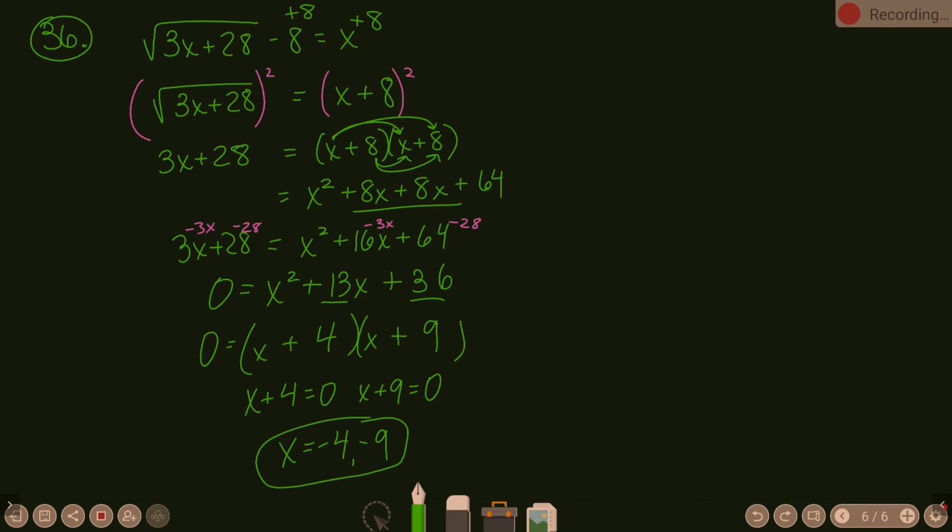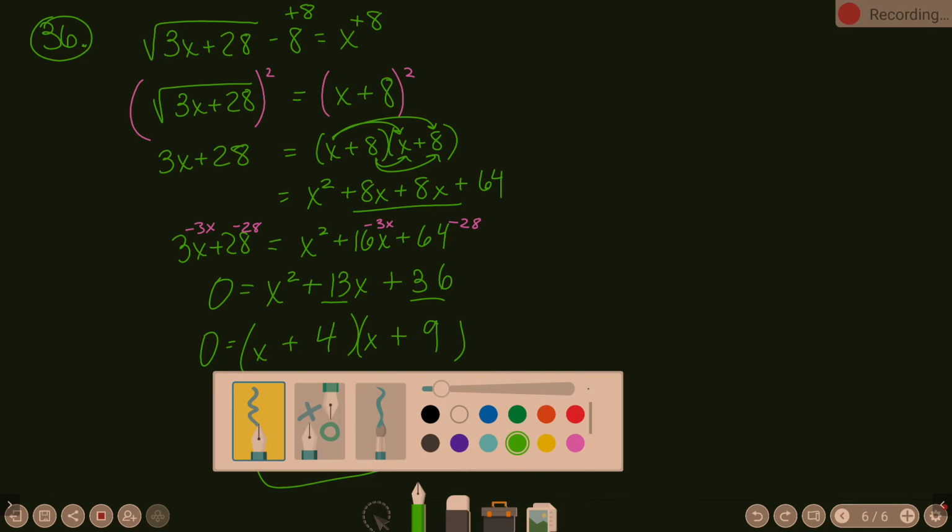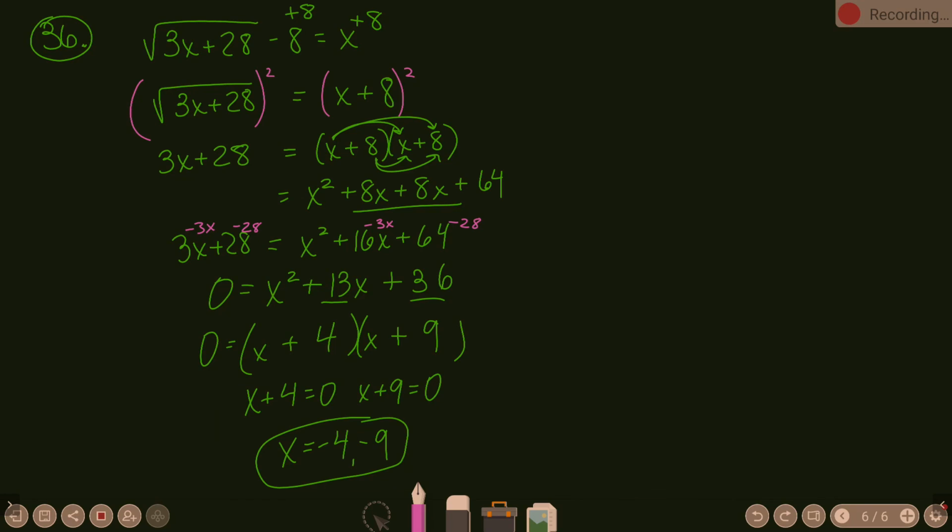What must you do here? Check them. You must check. And here's my clue that there is a high likelihood that something's not going to work: I have a square root and I have an x outside of that square root. It is very likely something won't work. Not guaranteed, but likely.